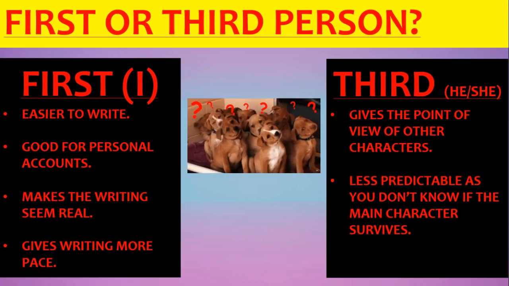So this gives a view of other characters, so you're not just focusing on the one character. And also it's a bit less predictable because you don't know if the main character survives. So if you're doing a character with I, you probably know the character's going to be okay because the character's still speaking at the end of your story.